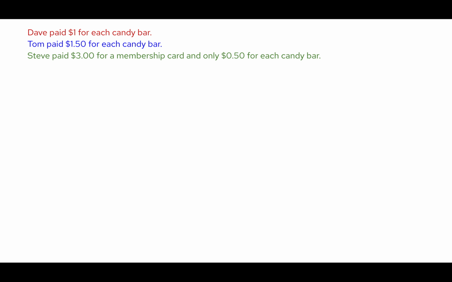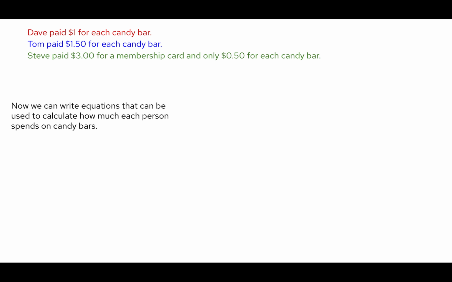Now let's look again at our problem. We know that Dave spends $1 for each candy bar, Tom pays $1.50, Steve pays $3 for the membership card, but only 50 cents for each candy bar. We can write these now as equations. So if we write them as equations, let's define our variables, where x is the number of candy bars and y is the cost. So for Dave, the number of candy bars is x, and we know he spends $1 for each candy bar, so y equals x.